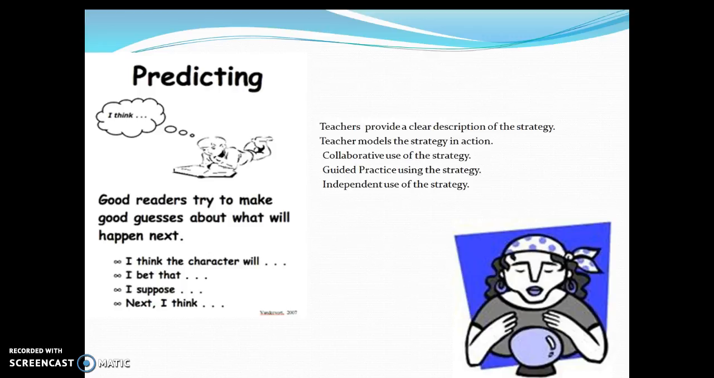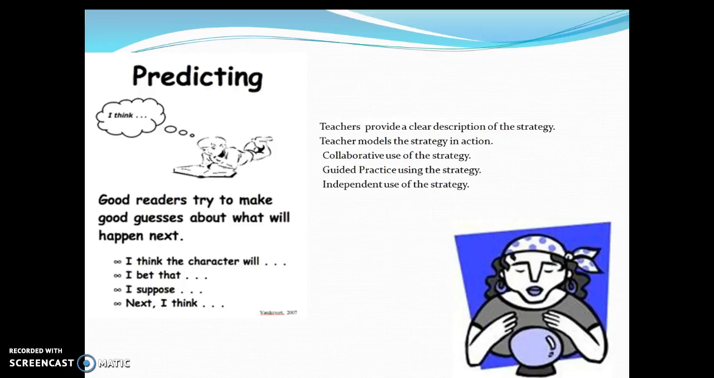Then the teacher would model the strategy in action. She might look at the cover of the book, talk about the picture, talk about the title. Then collaborative use of this strategy would be to ask the students what they think might happen next. She might read a few pages, then stop and ask the students to think about it.